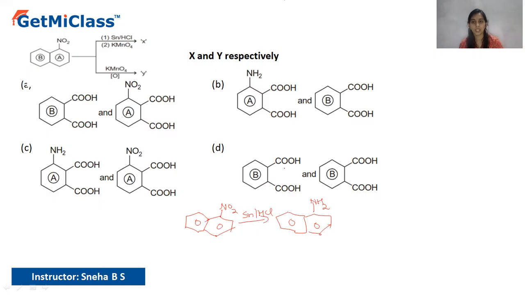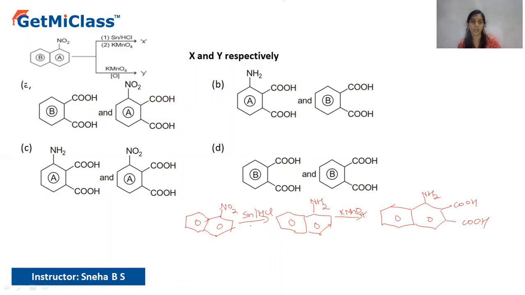Next, oxidation takes place with the permanganate. So when oxidation takes place, as you know that, we are going to get NH2 here, COOH and COOH. So this is a product formed. So X is this one, NH2 and COOH.